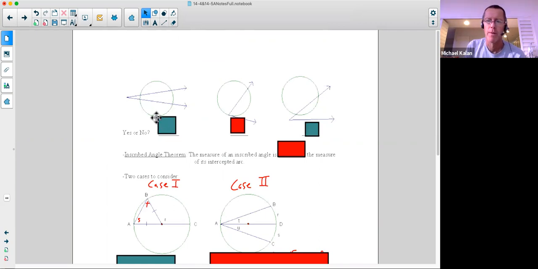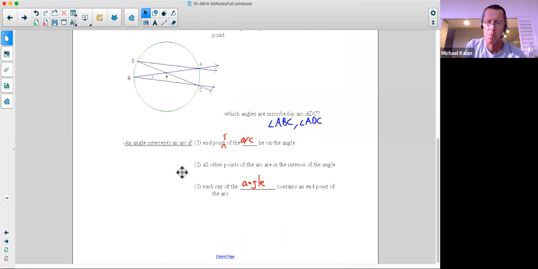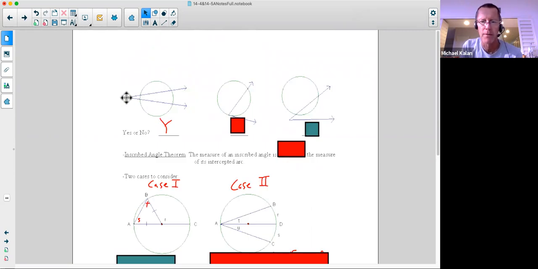So what do you think about this one? Answer: yes. Does it satisfy all these? Endpoints of the arc lie on the angle? Yep. All of the points of the arc are in the interior. Does each ray of the angle contain an endpoint? Yes. I know you're maybe freaked out because the vertex was not on the circle. This still complies with those requirements. In fact, this angle intercepts how many arcs in that circle? Two, exactly. One there and one there. If you said four, remember that it's got to be within the angle. It's not.